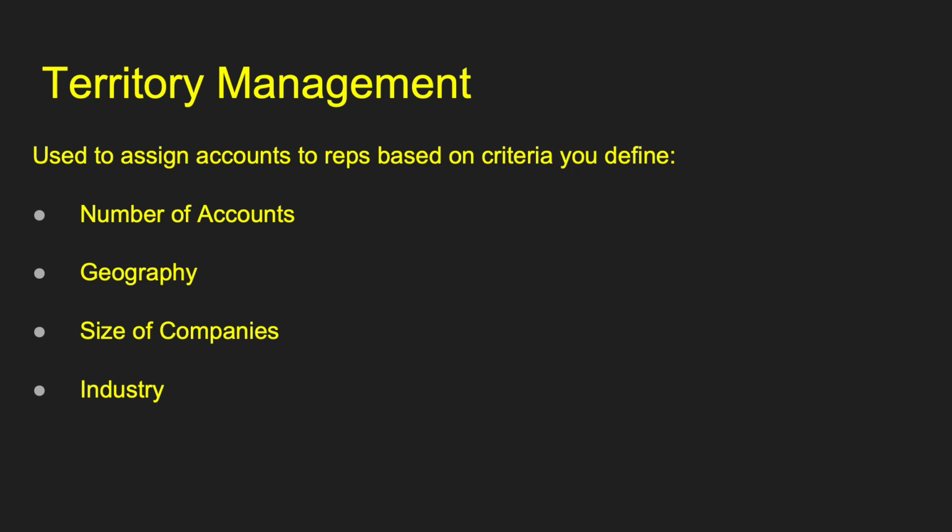The first tool we're talking about is territory management. Territory management is something you have to enable. It's essentially used to assign accounts to reps based on some type of criteria that you define. You can assign it by the number of accounts a rep has, geography, size of companies, industry. So however you want to segment your territory, you can do that, and then you can use territory management to assign reps automatically to those areas. Then you can create opportunities for those accounts that are within those areas. Just a way to easily segment the data and then allow forecasting to impact only those particular territories that territory management is set up at.